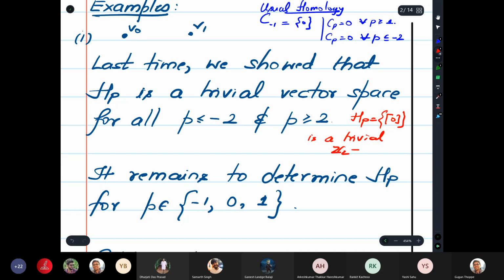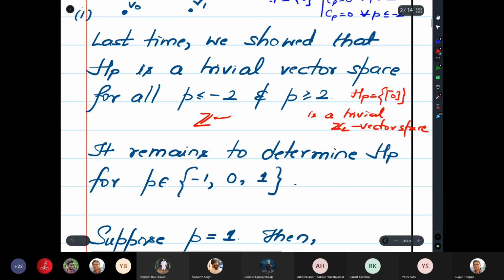Z2 vector space. I would like to emphasize something about the notation. When I want to talk about the field Z2, I will put this line there. However, when I want to talk about the set of kernels, I will not put this line over here. Based on that, it should be clear whether I'm talking about the field or whether I'm talking about the kernel of this boundary operator. So from that it should be clear.